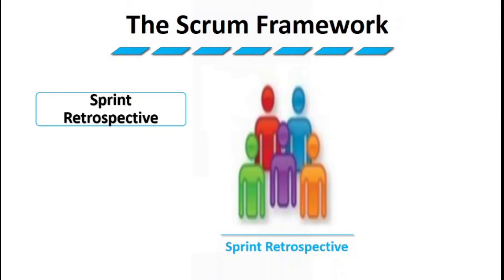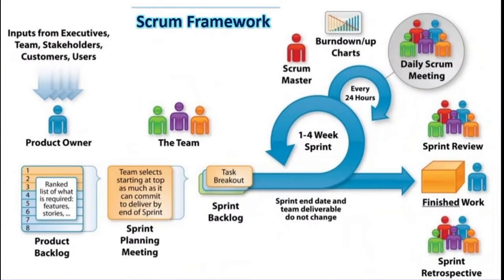So let us now look at the big picture and see the Scrum framework as a whole and try to build our understanding. Again, it's the product owner who initially takes inputs from different executives, teams, stakeholders, customers, and end users, and builds a product backlog. Then the product owner and the team sit together in the sprint planning meeting and decide what work items they are going to attack in their first sprint, and those items become the sprint backlog. Once the sprint has started, every 24 hours a daily Scrum is conducted in which three questions are asked: What did you do yesterday? What are you going to plan today? And are there impediments in your way? And then the team also shows burn down charts.